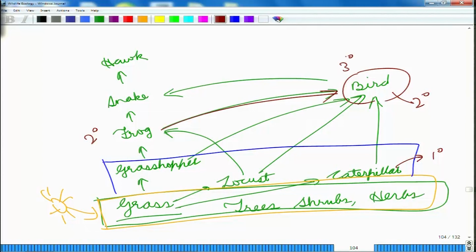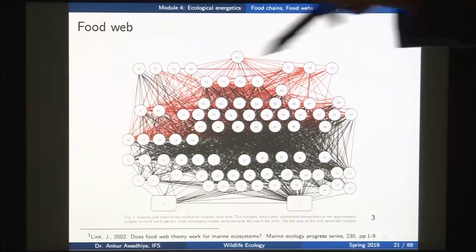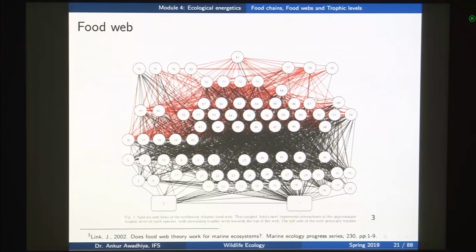So, here the bird will also become a tertiary consumer. Or if this bird eats some fruits from the trees, it will also become a primary consumer. So, essentially any organism in a food web may occupy more than one of those trophic levels. Now we can understand the level of complexity involved here. You have so many relationships, and many organisms can occupy different trophic levels at the same time.